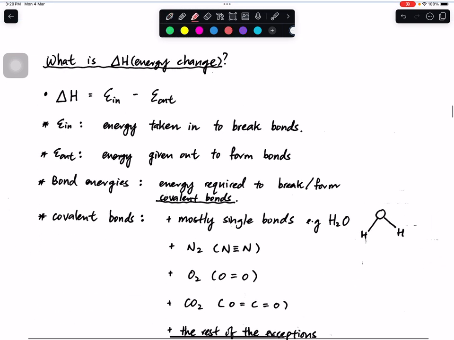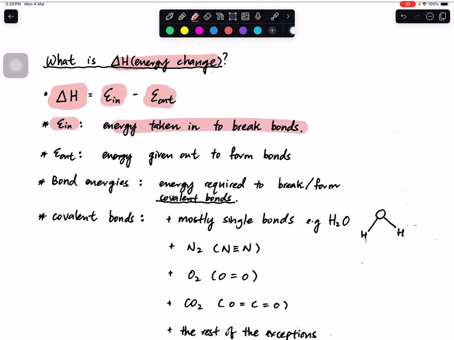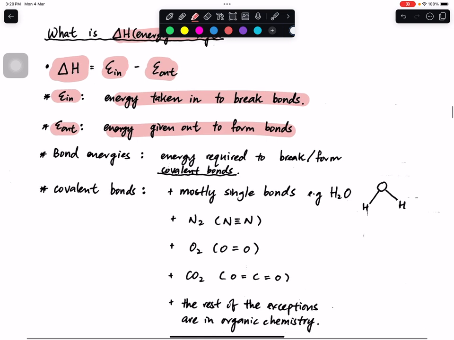The formula comes with energy changes. Energy change can be taken to be E in minus E out. So what is E in? E in is the energy taken in to break bonds, and E out is the energy given out to form bonds. It makes sense that when you take in energy, you break bonds. The opposite is that when you form bonds, you must give out energy.